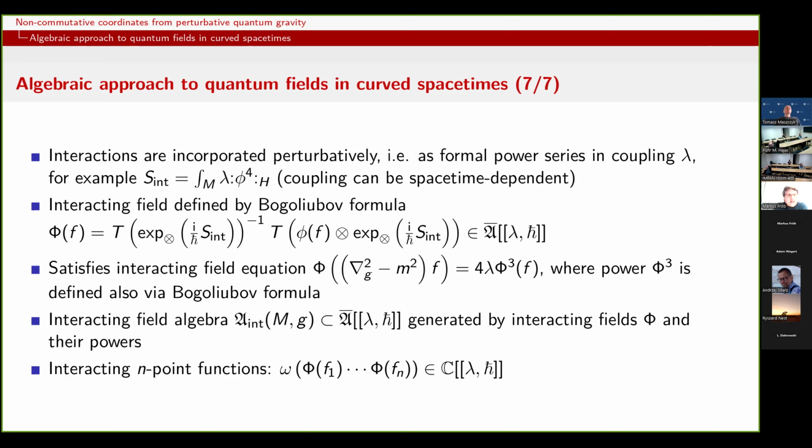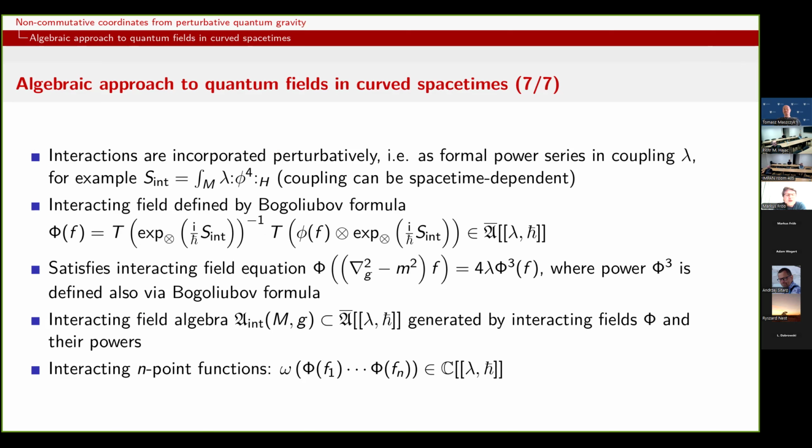And now your interacting fields are defined via this formula. It's called the Bogoliubov formula. You take two time-ordered products: the first incorporates the free field that you want to look at, phi of f, and tensor powers of the interaction, whatever your theory is, whatever your interaction is, and you multiply this by another time-ordered product, the exponential of the interaction, but take the inverse in the sense of formal power series. Why this definition? Don't ask me, it works.